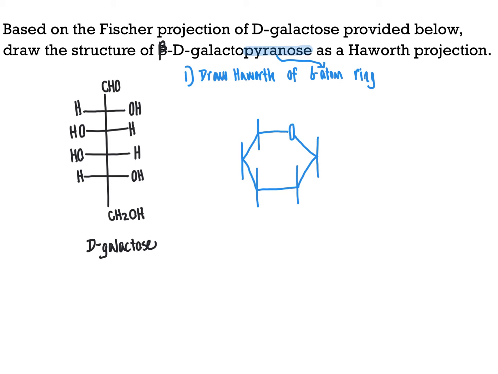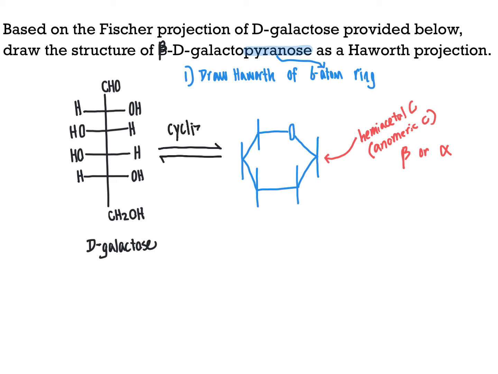Now the carbon at the far right here, where I've drawn the arrow to, is the hemiacetal carbon. That is always where we'll put the hemiacetal carbon. That is also referred to as the anomeric carbon. And this is the position that can be either beta or alpha, because this is the position where a new chiral center forms when we convert D-galactose into the cyclic form through this hemiacetal formation cyclization reaction.